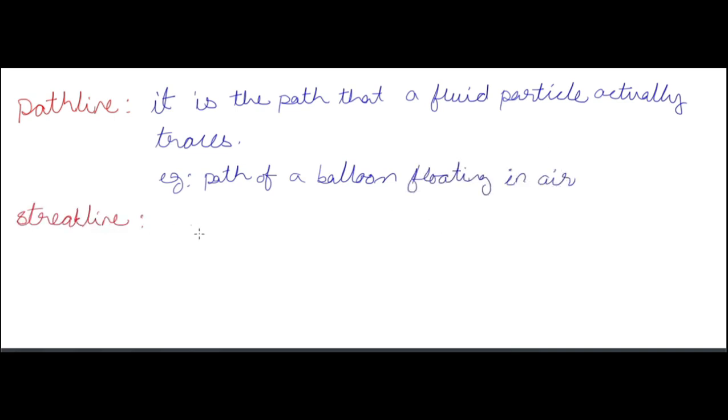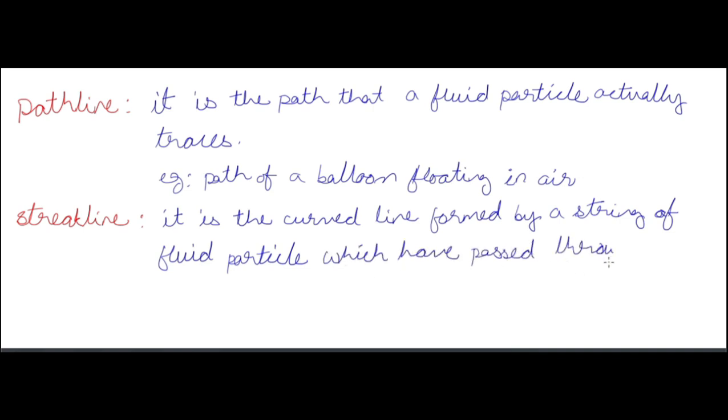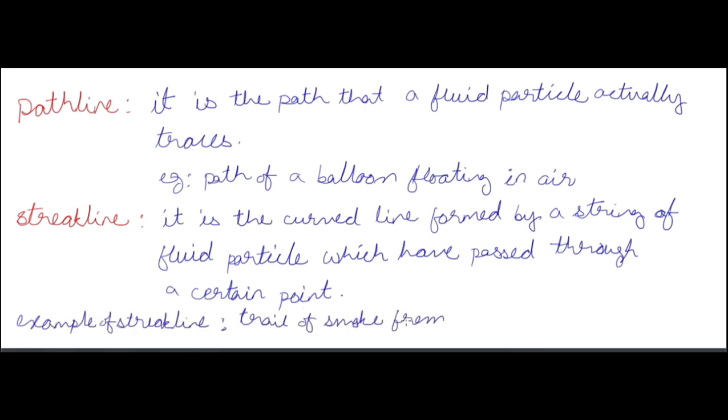Now a streak line. A streak line is the curved line formed by the string of fluid particles which have passed through a certain point. An example of a streak line is the trail of smoke from a chimney. If you can see the smoke coming out of the chimney, the trail of that smoke is known as a streak line.